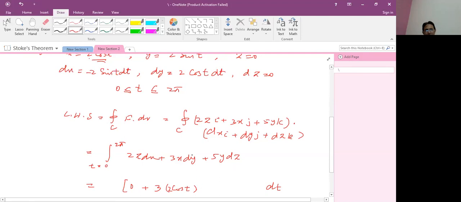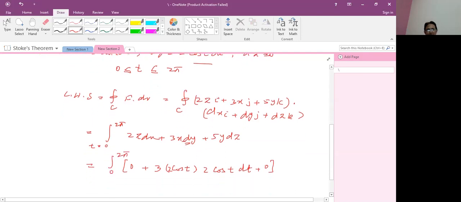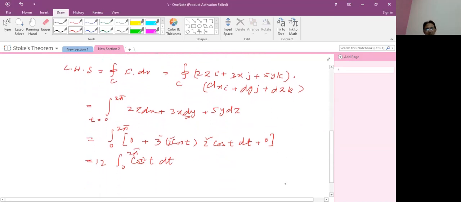So we put here dy is equal to 2 cos t dt, plus 0. So the integral is from 0 to 2 pi. When we simplify together, 4 times 3 is 12, cos square t dt, the limit of t is 0 to 2 pi.